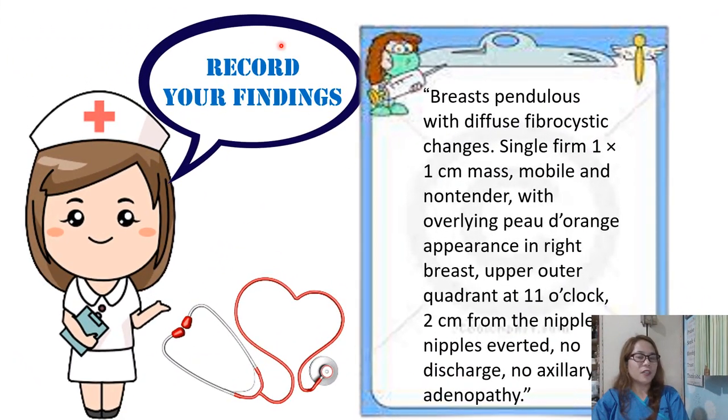So another example of recorded findings, ayan. Breast pendulous with diffuse fibrocystic changes. Single firm 1x1 cm mass. It is mobile and non-tender, with overlying peau d'orange appearance in the right breast, upper outer quadrant at 11 o'clock, 2 cm from the nipple. Nipples inverted, no discharge, no axillary adenopathy. Okay.